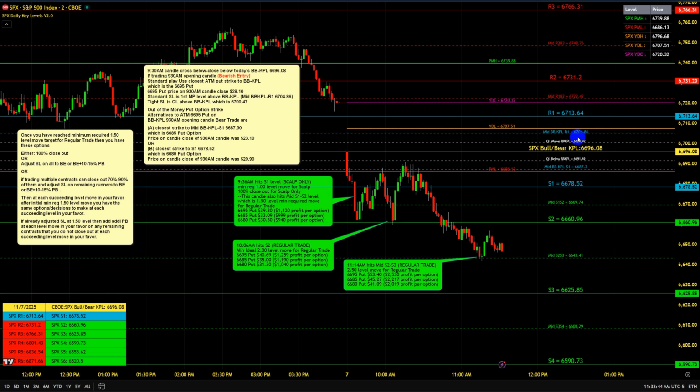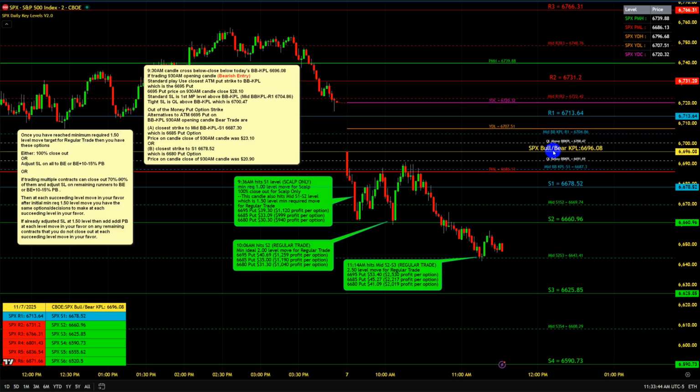6704.86. The stop losses on this trade are going to be the same whether you use the at the money standard play strike or you use either one of the out of the money strikes, which we'll now explain how you arrive at. So on the out of the money strikes, this works the same on any main level trade. You basically have the level that you're trading from. What's the direction? Bearish, so down.